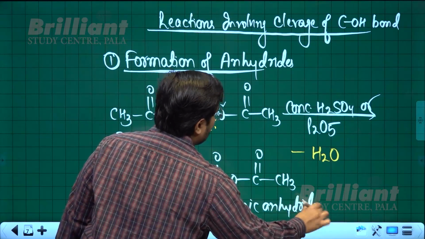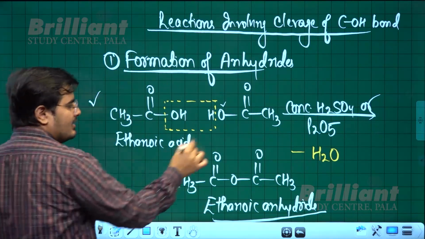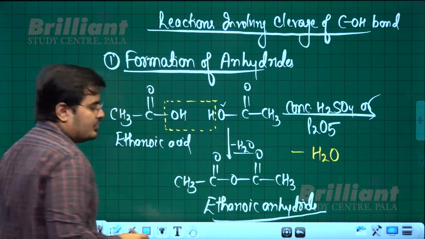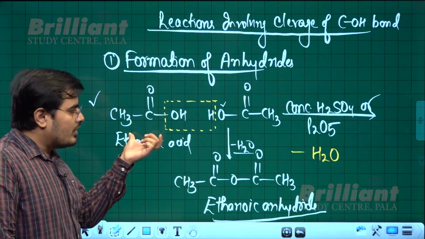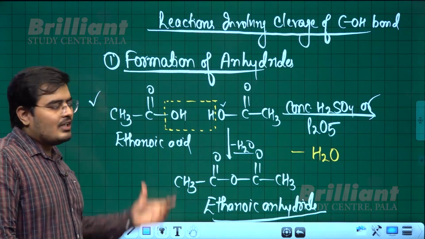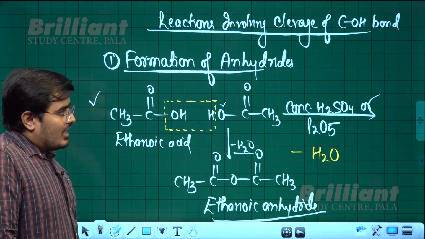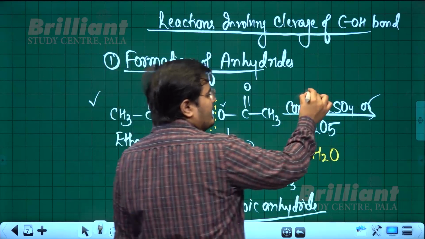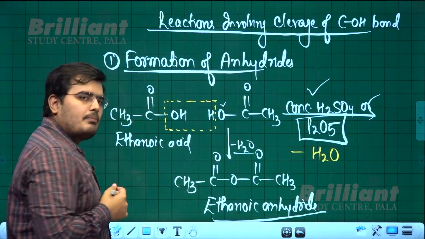Since you are forming an anhydride, when you take a carboxylic acid, this is formed by the loss of water. So anhydrides are formed by the removal of water from two molecules of a carboxylic acid. The first reaction that we have is the formation of anhydride, and the reagents used for dehydration are either concentrated sulfuric acid or phosphorus pentoxide.